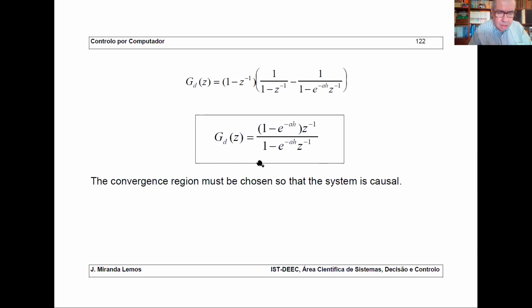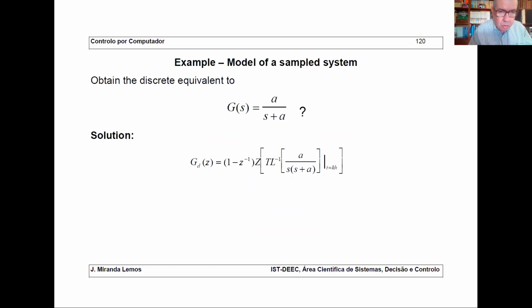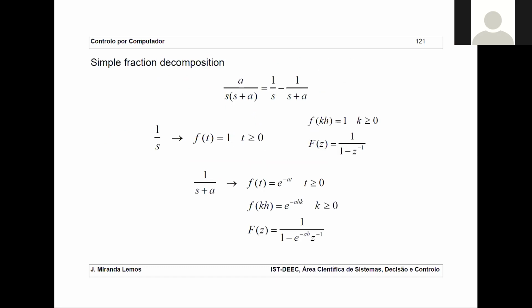Now, there are a few things that are interesting here. You had a function which was a divided by s plus a. Where is the pole of this transfer function? Minus a. Minus a, that's very good.